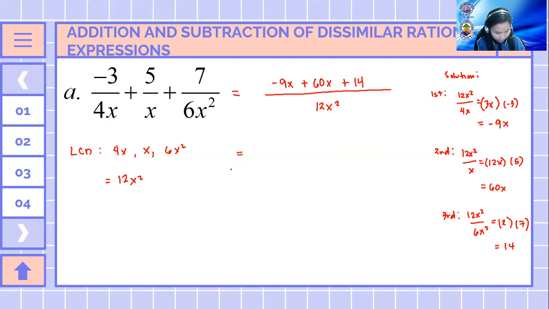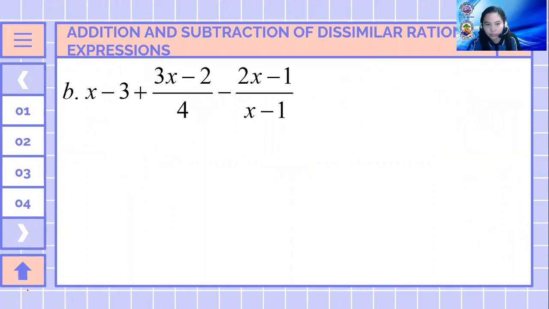Then combine like terms: negative 9 plus 60. The answer is 51, so we have 51x plus 14 over 12x squared. And then we have to think if we can simplify it. Can we divide 51 by 7? Is there a lowest term for this? If 51x plus 14 over 12x squared is the lowest term, that will be the final answer. But in case there is a lowest term for this expression, you have to find it.